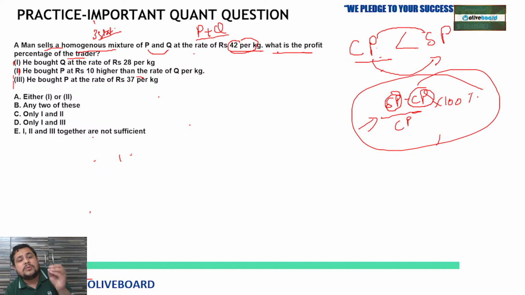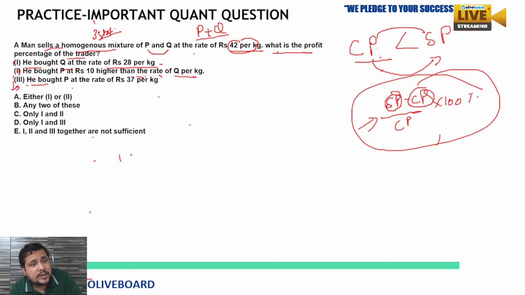So what is the profit percent of the trader? We have to go through these statements. There are three statements. First, he bought Q at the rate of rupees 28 per kg. Second, he bought P at rupees 10 higher than the rate of Q per kg. Third one, he bought P at the rate of rupees 37 per kg.